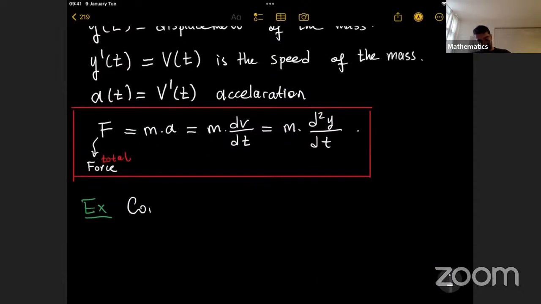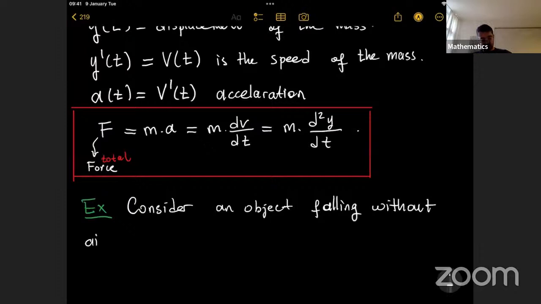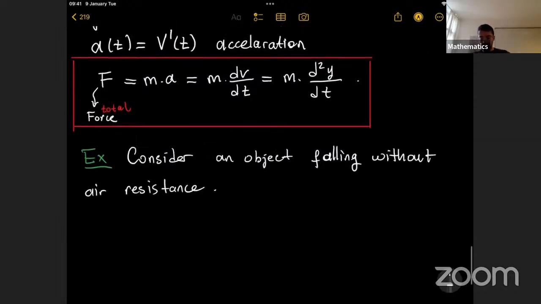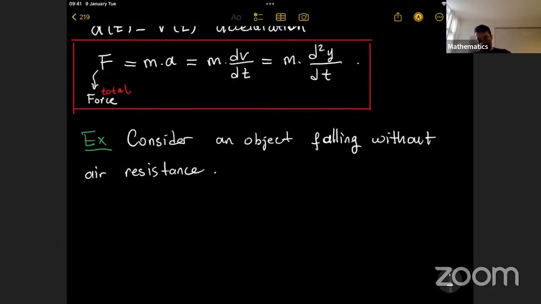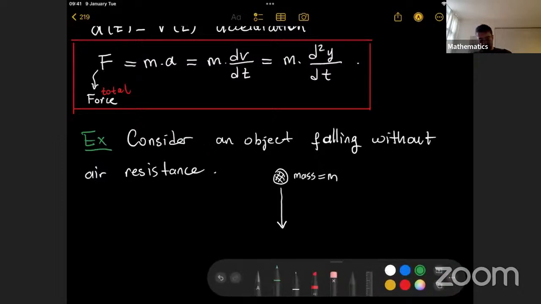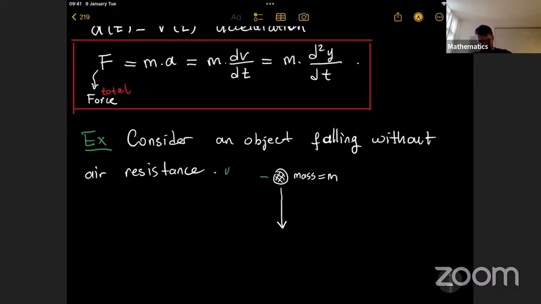Consider an object falling without air resistance. So there is no air resistance. We have such a picture, we have a mass, and this falls down. Well, the first position at this level, let's call it y0. It's the position at time zero, okay?